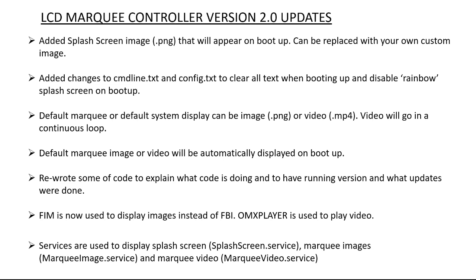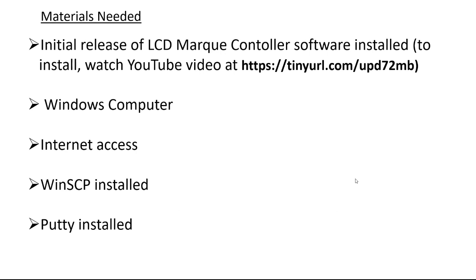I rewrote some of the code to explain what the code is doing, and I also put in a running version of what updates were done to that code. Also, a new program called FIM is now used to display the images instead of the FBI image program. Also, OMX Player is installed, and this is used to play video. A number of services were created to display the splash screen, marquee images, and the marquee video when they're played. So these are some of the updates that have been done.